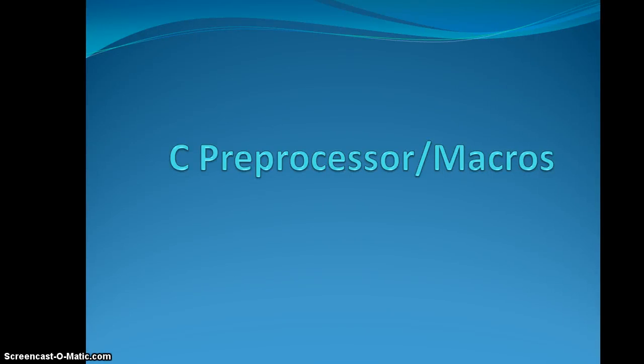Now let us look into C preprocessor. C preprocessors are also called macros. We have already seen that when we write a program, we have to include a header file. This header file is called a preprocessor. Preprocessor means that before the compiler actually starts running the program, the preprocessor will be executed.